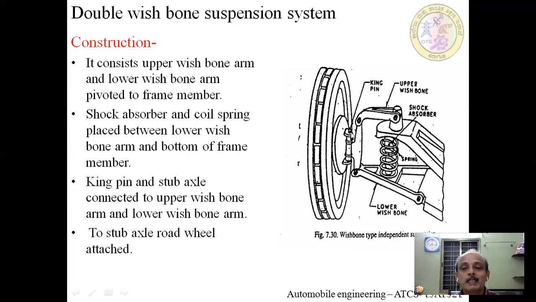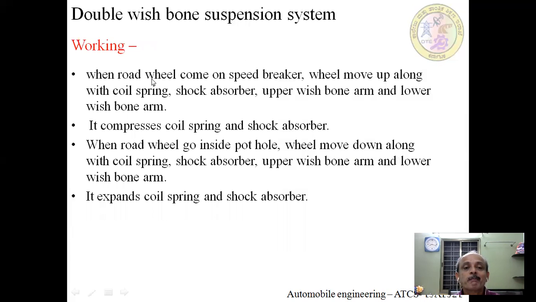Next one is the kingpin. Here it is the kingpin and stub axle, connected to the upper wishbone arm and lower wishbone arm. To this stub axle, your road wheel is attached. That is the simple construction and working. When the road wheel comes on a speed breaker, the wheel moves up along with the coil spring, shock absorber, upper wishbone arm and lower wishbone arm. It compresses the coil spring and shock absorber.